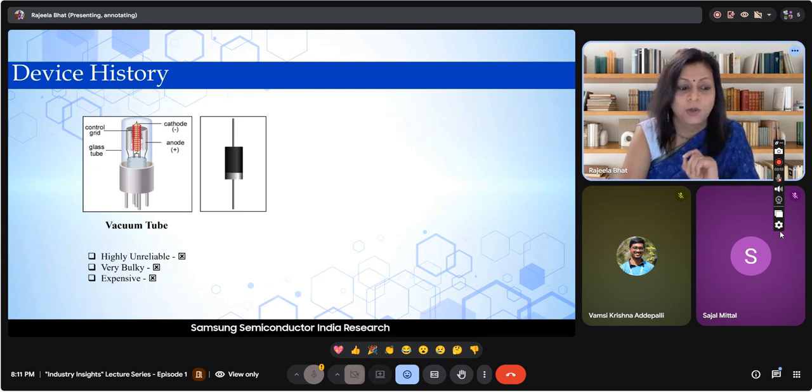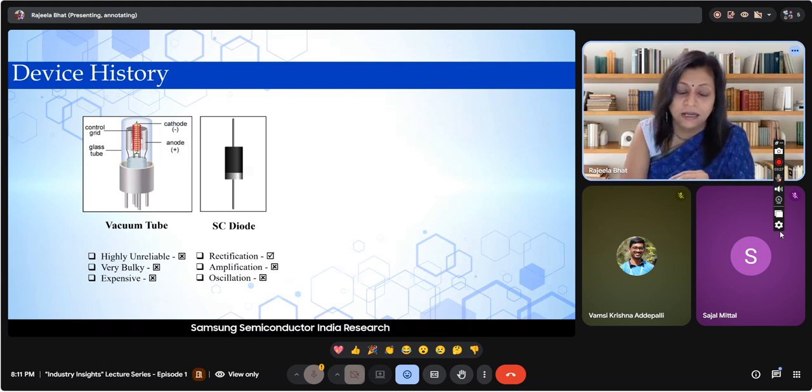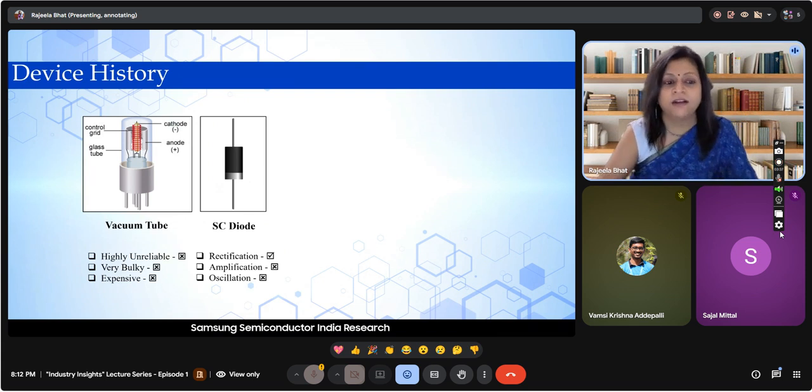Then came our next friend, which has a built-in junction, which is the diode. Here it was the PN diode, the first form that came into the picture. When you put it in forward bias, there is a flow of current, electrons will move, but it provided rectification, and it really didn't have amplification, oscillation, or the other features that a transistor needs. That was not there in this device.